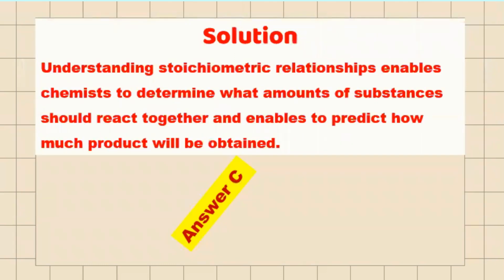Understanding stoichiometric relationships enables you to determine what amount of substances should react together and enables you to predict how much product will be formed. Okay, a stoichiometric relationship enables you to determine the amount of reactants that react together and predict how much product will be obtained.